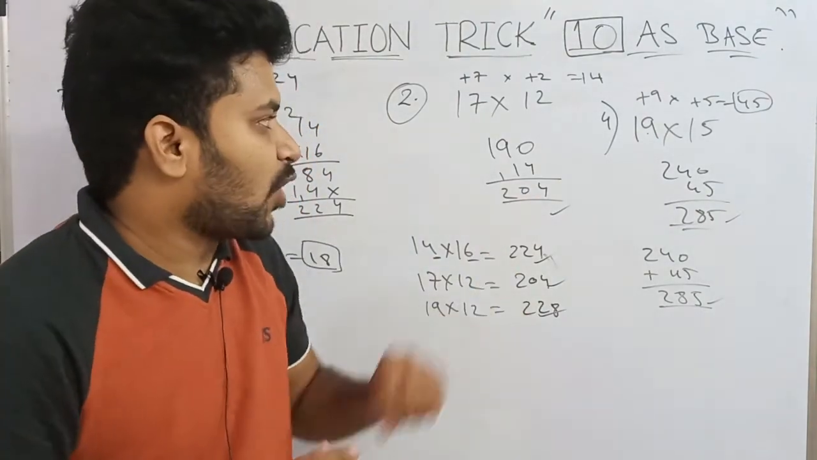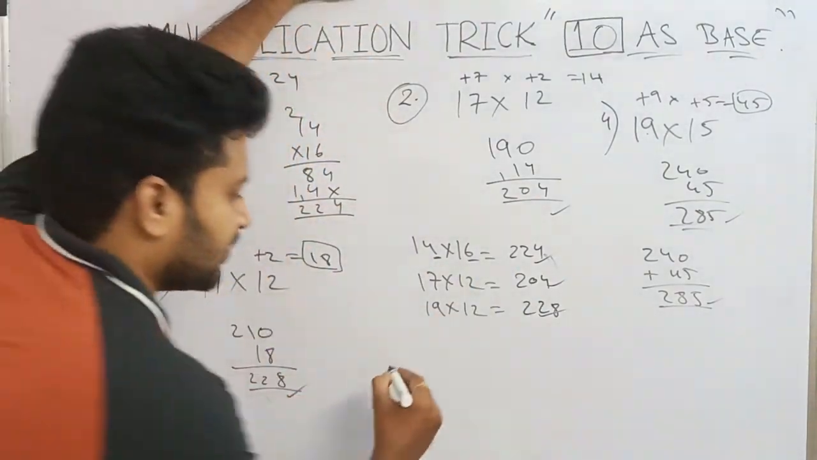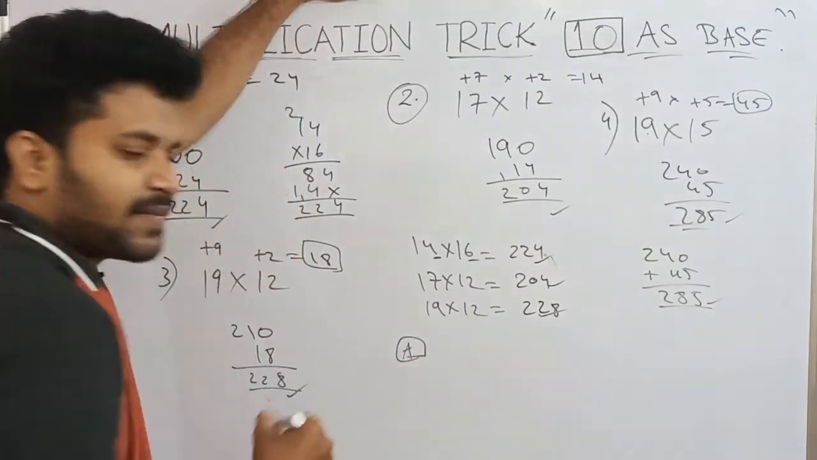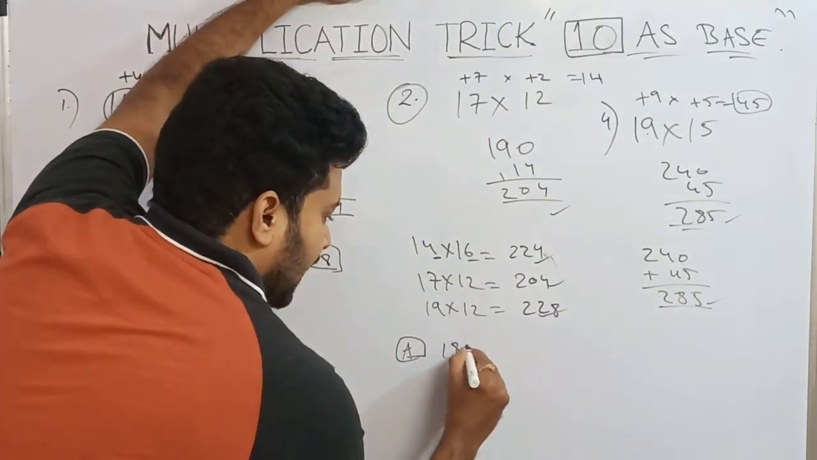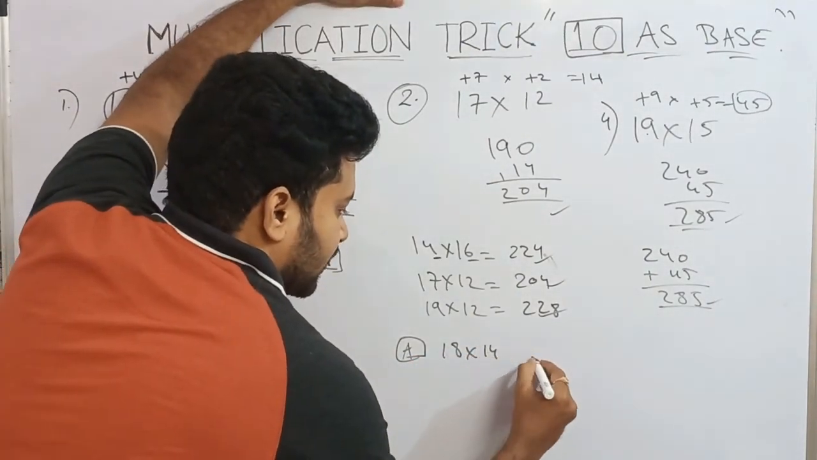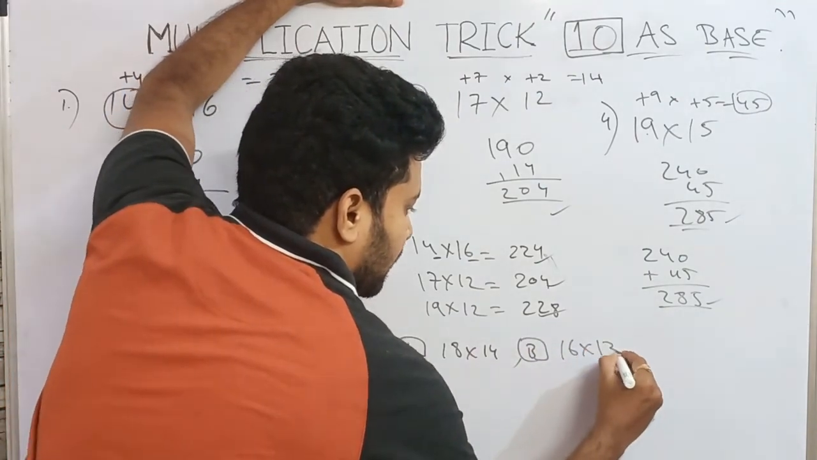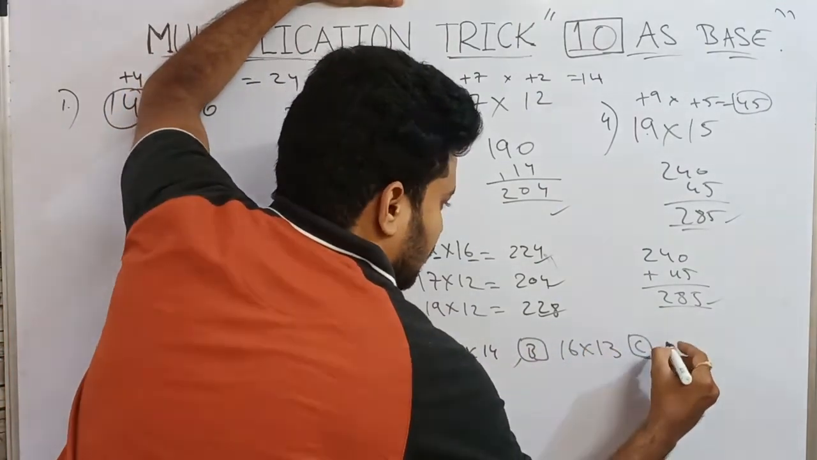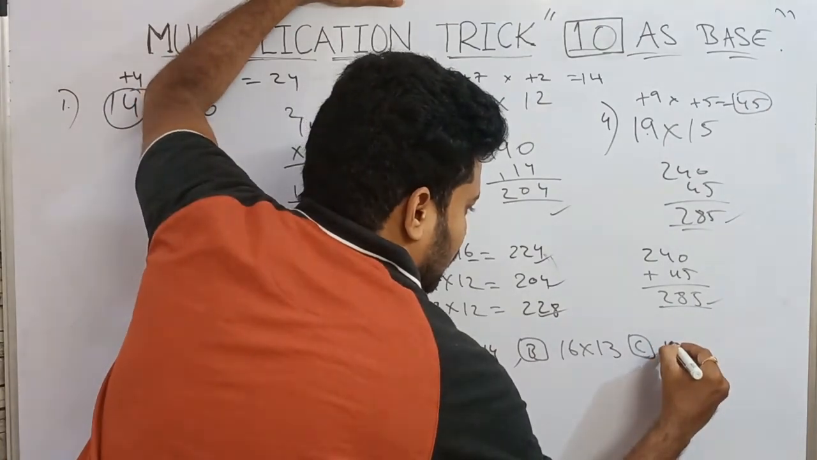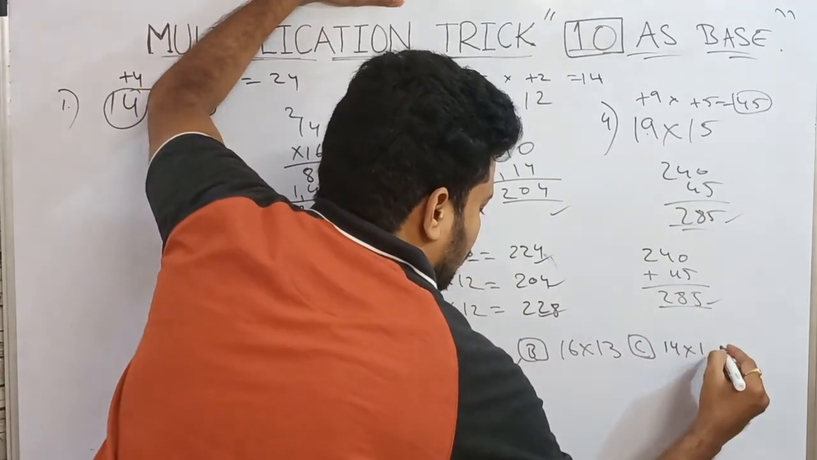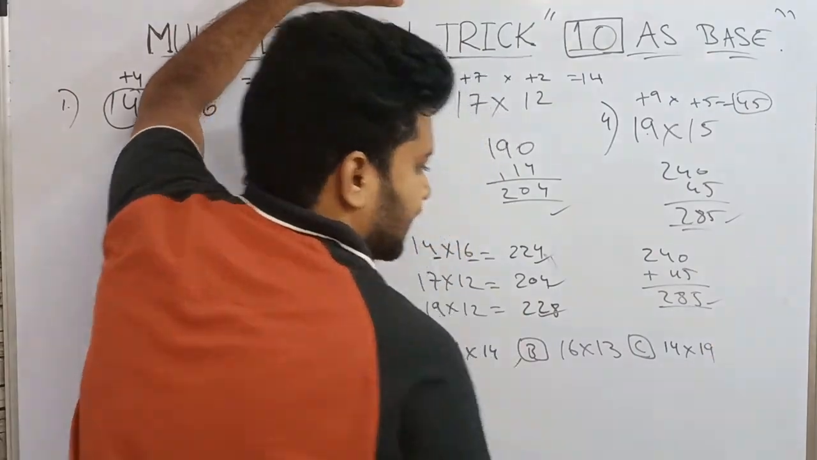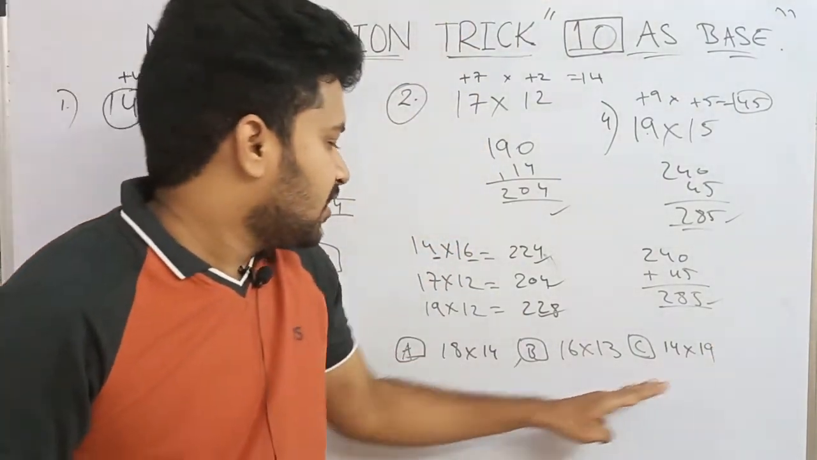I am giving some project work for you. Just write 3 sums here for practice: 18 into 14, 16 into 13, 14 into 19. Just do these sums.